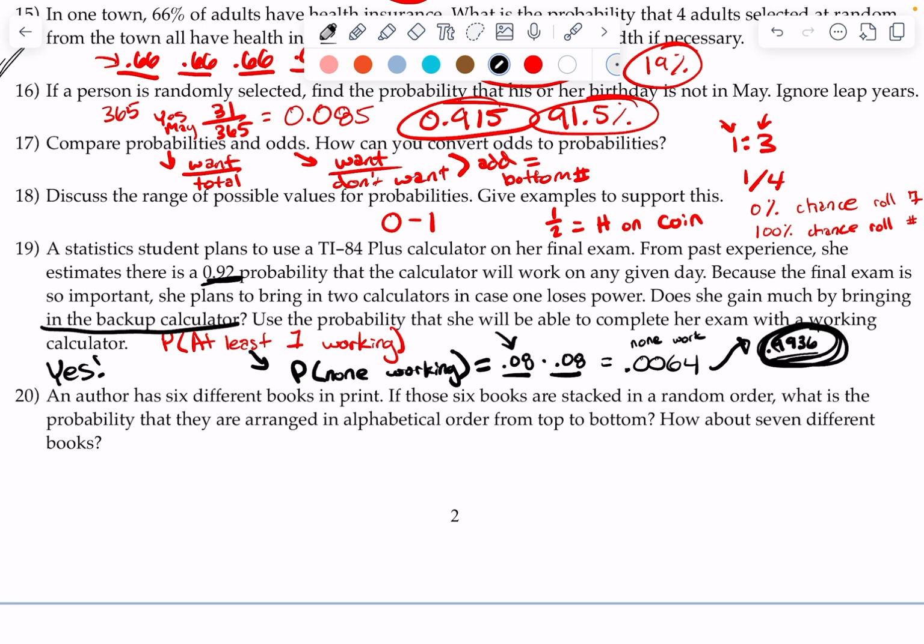Okay, an author has 6 different books in print. If those 6 books are stacked in random order, what is the probability that they are arranged in alphabetical order from top to bottom? 6 books stacked in random order. Does the order matter? If I arrange them in alphabetical order, is that a different combination than another one? Yes, it is. The order in which I stack them does matter.